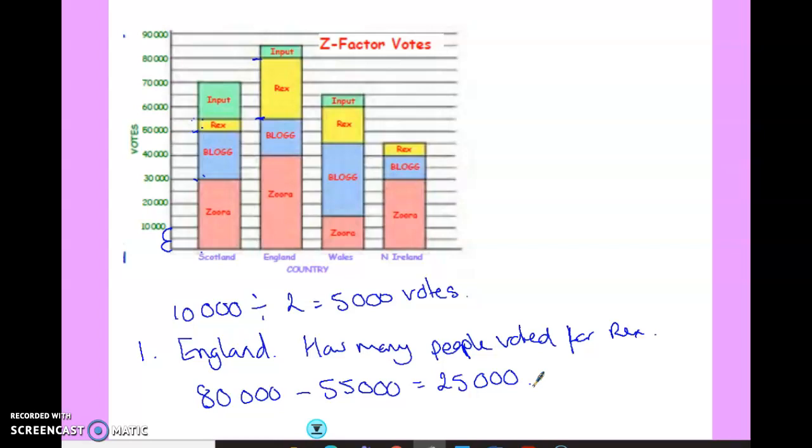Lots of different comparison questions we can get asked about a bar graph like this. Once we can read that scale though, we should be quite confident in answering these questions.